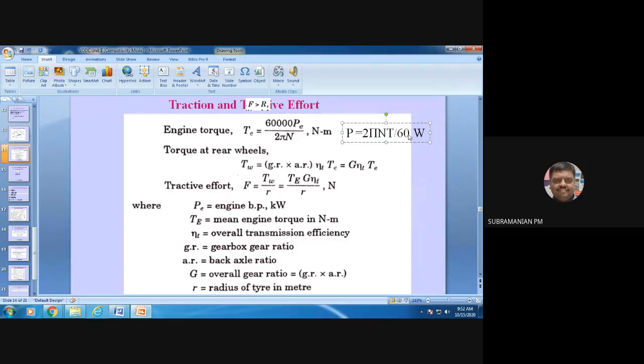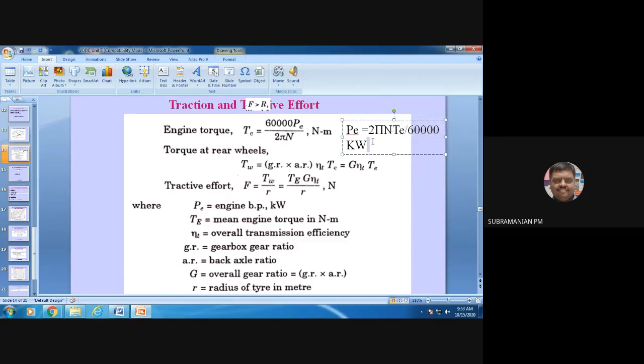If I put 60,000, my power will be in kilowatts. So this power is engine power, put suffix e, PE, and this torque is engine torque, put suffix e, TE. I need to find engine torque, TE. So keeping TE here, take the terms to the left hand side. So TE is equal to 60,000 into PE divided by 2 pi N. This is the expression I am getting from my basic formula, that is P is equal to 2 pi N T by 60,000.